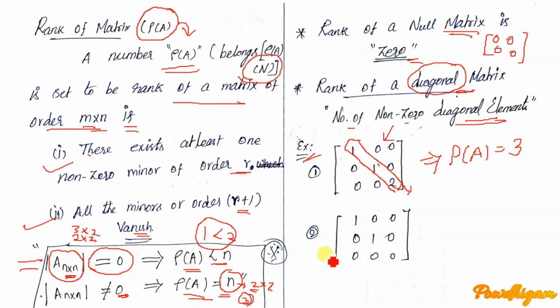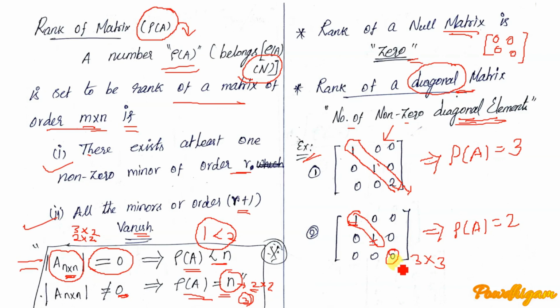So the rank of this matrix is nothing but 3. Okay, another example, this is also a diagonal matrix because this is a 3 cross 3 matrix, and only the diagonal elements are non-zero, and in this diagonal we have non-zero elements in only 2 rows, and in the third row we have the 0 element. That is the reason we are calling the rank of this matrix 2, because we have non-zero diagonal elements in two rows only.